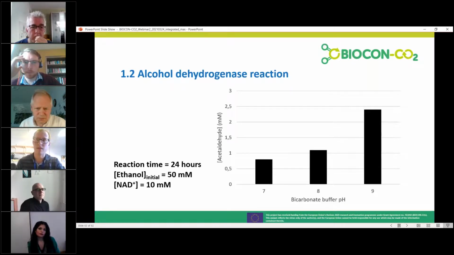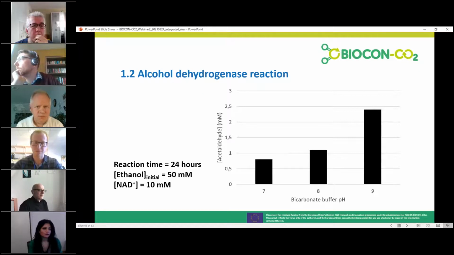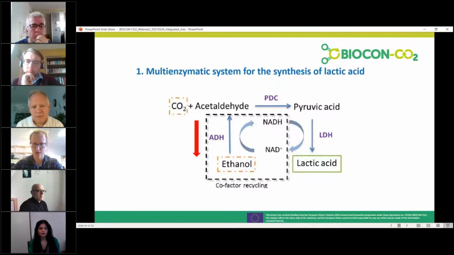So we also decided to test each of the reactions individually to see which one is not performing as we'd expected. In the case of the alcohol dehydrogenase reaction, we saw that we could produce the acetaldehyde, but only in low concentrations, because the equilibrium is highly shifted towards ethanol. Next slide, please. So that's what I show here.